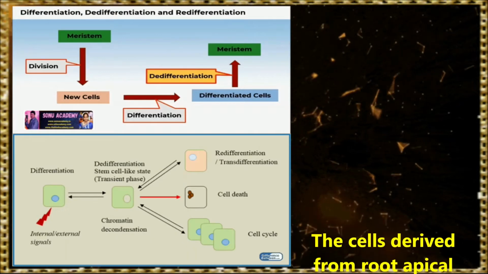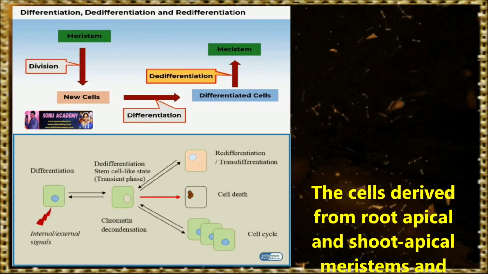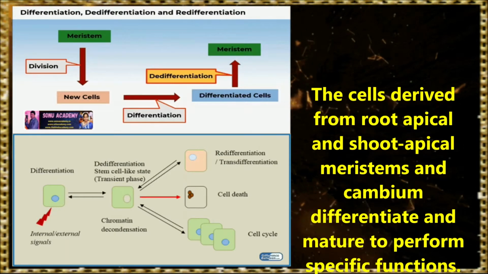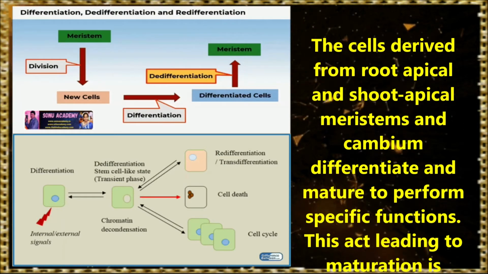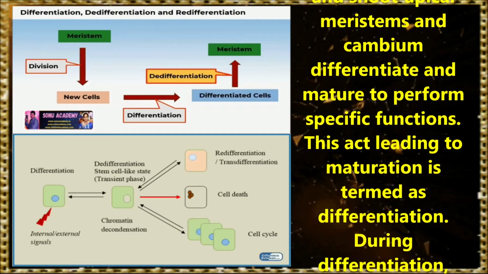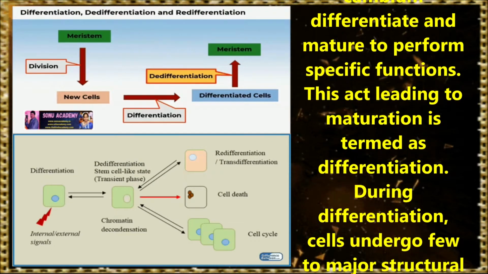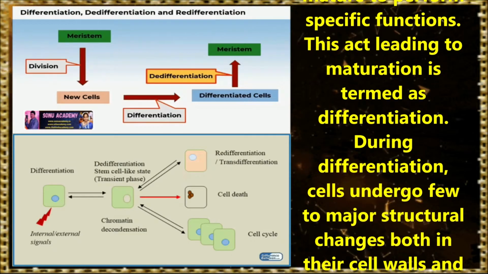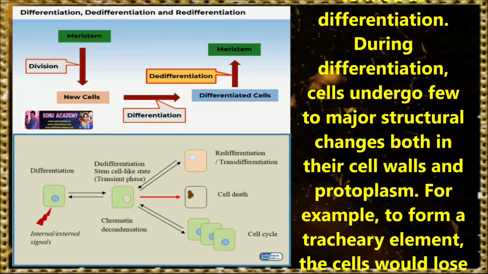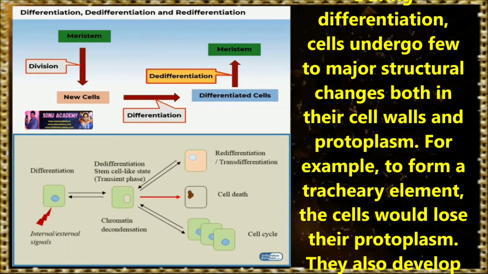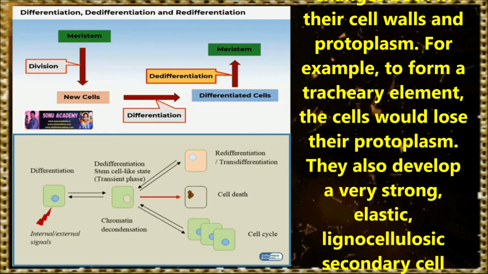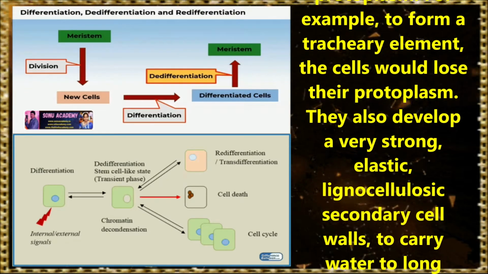Children, now let us discuss differentiation, dedifferentiation and redifferentiation. The cells derived from the root apical and shoot apical meristems and cambium differentiate and mature to perform specific functions. This act leading to maturation is termed differentiation. During differentiation, cells undergo few to major structural changes both in their cell walls and protoplasm. For example, to form a tracheary element, the cells would lose their protoplasm.